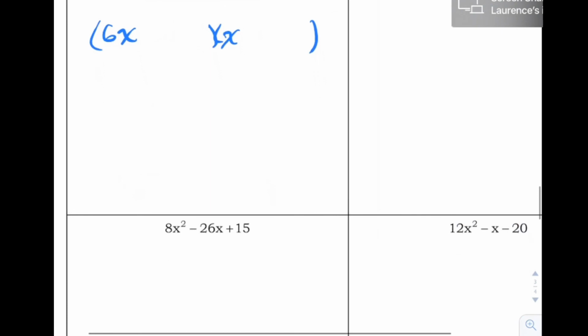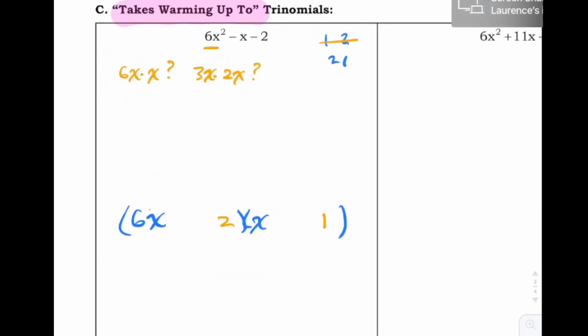So I'm going to try the 2 and the 1 now. My outer product will be a 6x. My inner product will be a 2x. Is there any way I can get a 6 and a 2 to combine to a negative 1? By adding, by subtracting? No, it's not going to work. That didn't work either. So what that really means is that 6x times x doesn't work. Start over.